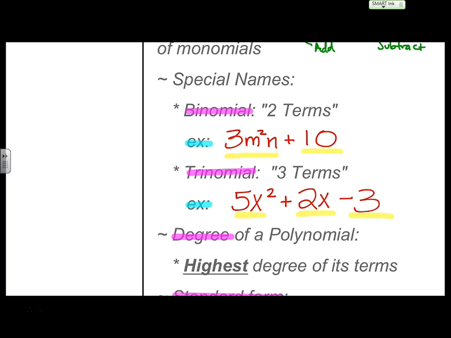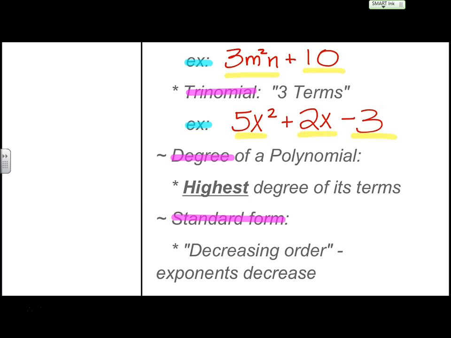Now, let's go back. Binomials and trinomials. Now, hold on. We have two more big pieces to talk about. Once you have polynomials, which are a collection of terms, could be 1 or 2 or 3 or more.